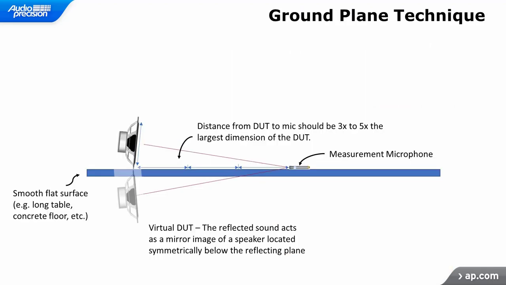Ground plane measurements are interesting, as intentional reflections are produced. But these reflections are constructive and result in a 6 dB increase in sound pressure level at the mic for a given test distance compared to a standard elevated far-field measurement. The measurement mic is placed flat on the surface at a distance that is at least 3 times or more the longest dimension of the DUT. This technique is a practical way to achieve good test results in a lab or office environment.